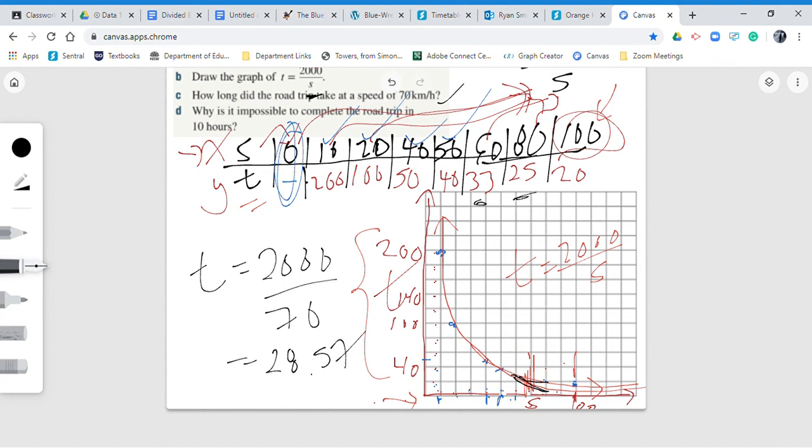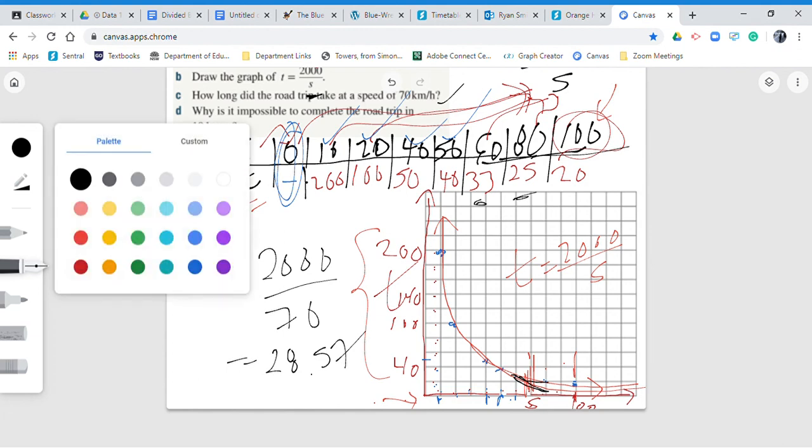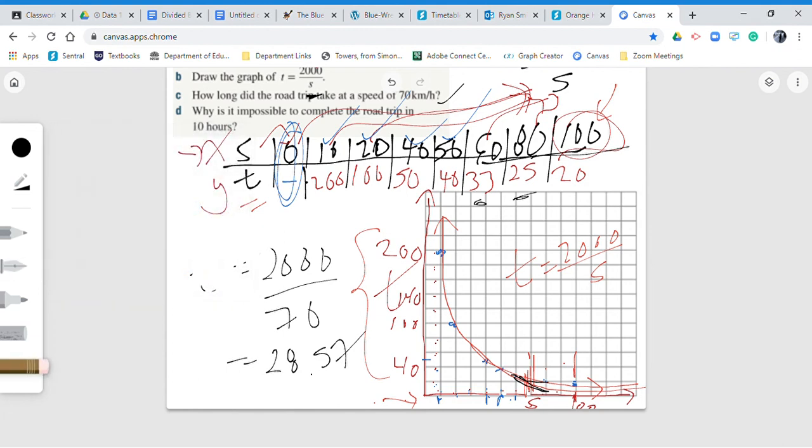And what did we say? Was that hours? I believe, yeah, hours. Okay, good. Why is it impossible to complete the road trip in 10 hours? Well, I wonder how fast we'd have to be going. Let's look at that. To do that, I'm just going to erase my work real quick. You can also look at this as a quick algebra question, and it'd be really easy to do. I'll manipulate that.